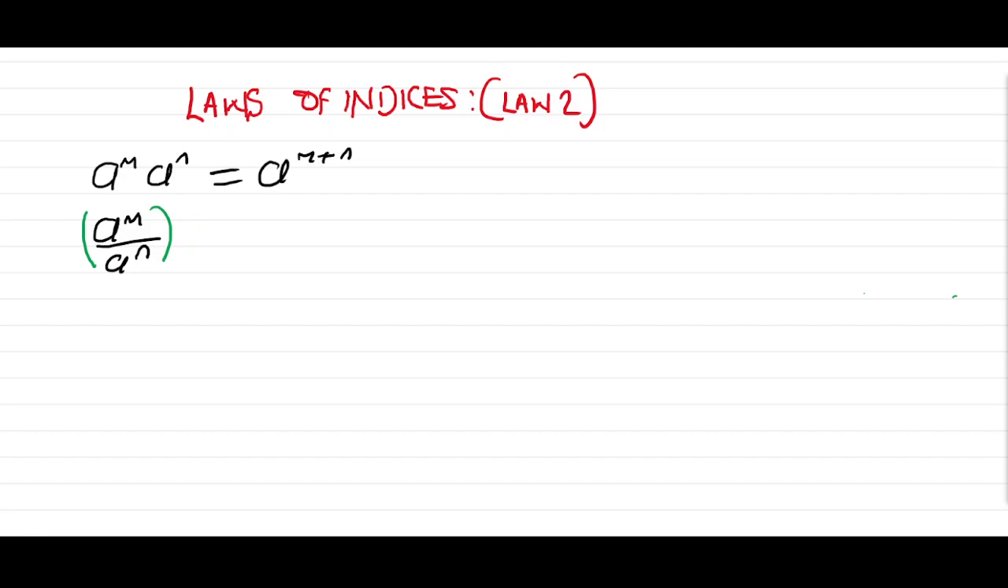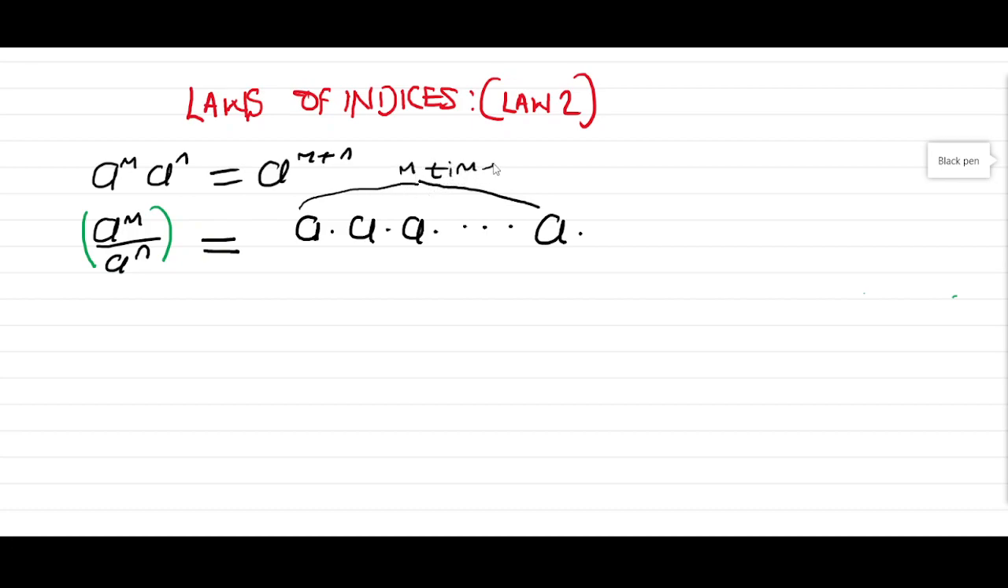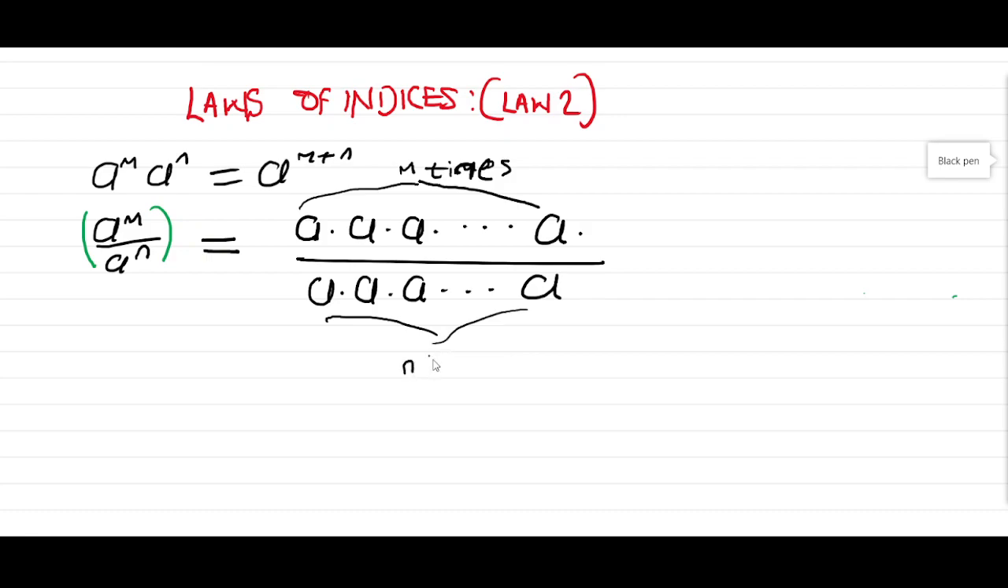What we can do is observe a to the m. A to the m is a being multiplied by itself m times, so you are going to have to multiply a repeatedly, and this will continue m times. So the number of a's here is m. On the other hand, here a is going to appear for the same reason as we explained above. A is going to appear here n times.